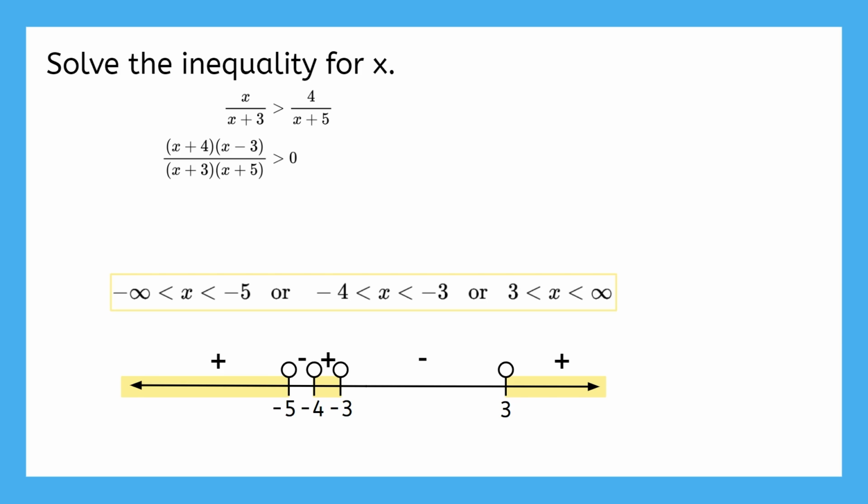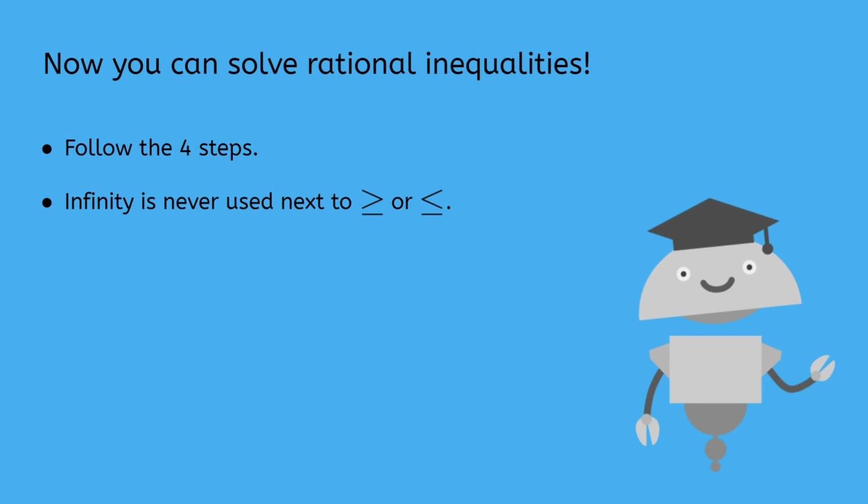You may already know some other ways to write a solution like this, and you're also going to work with other notations in future units. But for now, we're going to keep our answer written this way for this lesson. Now you can solve rational inequalities. Remember to follow the 4 steps, and that infinity is never next to symbols with equal to in them, because you can never actually equal infinity.